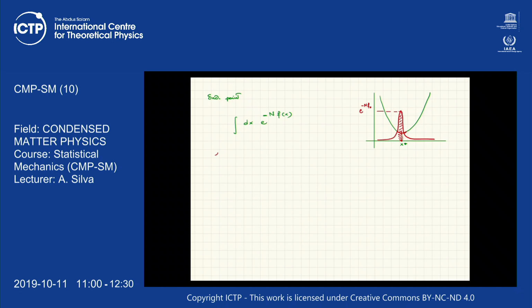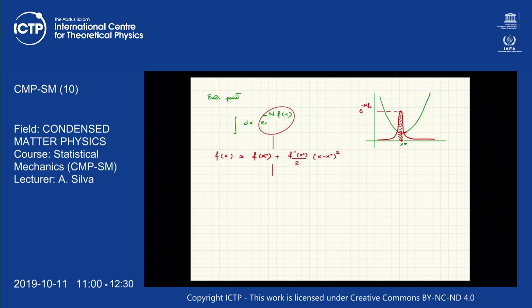So how do I do it then? I take f of x, I write it as f of x star, which is the extreme value, plus f double prime of x star divided by 2 times (x minus x star) squared. I know that f double prime is positive because this is a minimum. And the first derivative is equal to 0 because it's a minimum. Now you plug this in here.